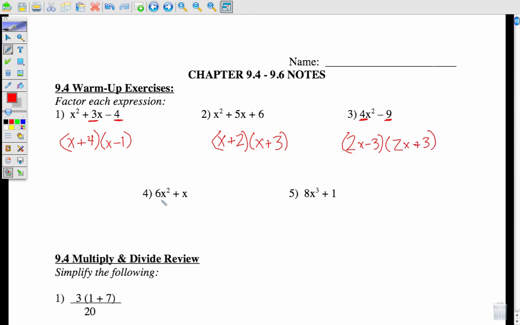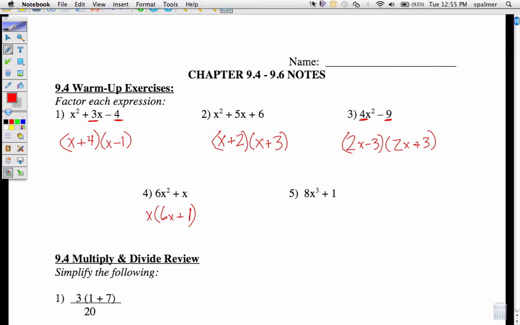Next, this one here, don't forget rule number 1. These both have an x in common, so I'm going to take that out. When I do that, I'm left with an x, 6x here, plus, if I take an x out of x, there's actually a 1 left over. And the last one, number 5.